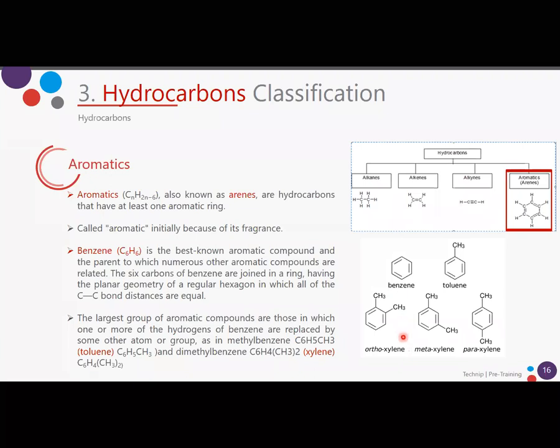Benzene has a high octane number. So aromatic derivatives are found in the gasoline pool, but the benzene itself has been limited because it's harmful to health. It's known to be a human carcinogen.